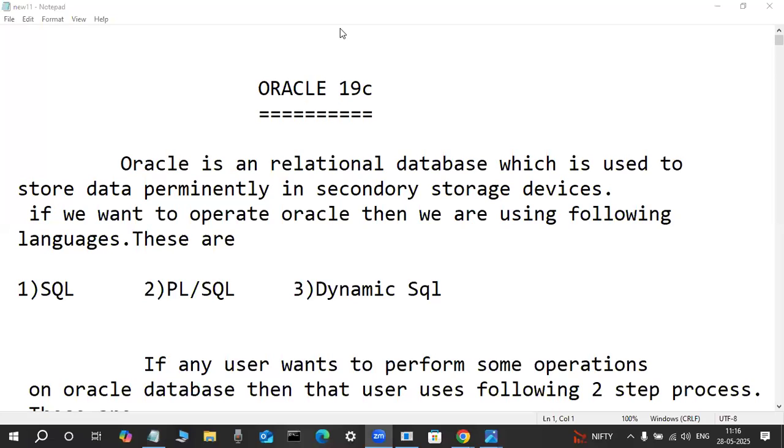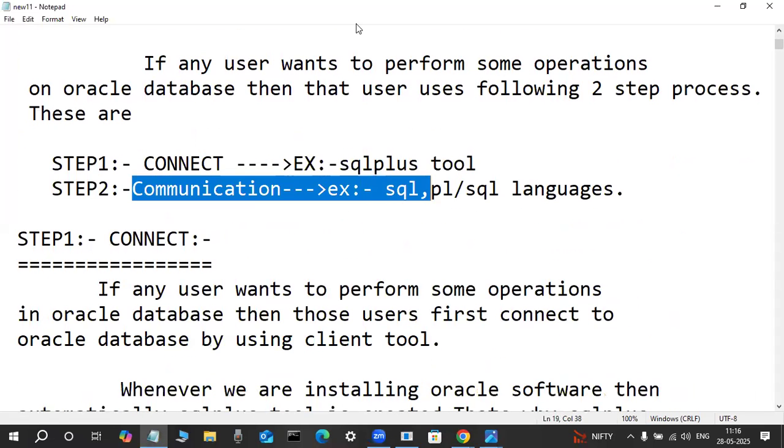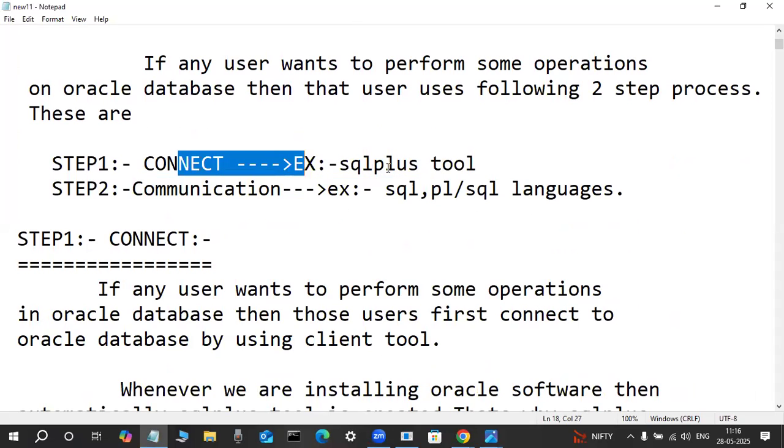Anybody who wants to perform some operations in an Oracle database, I already told you in the previous classes, maybe the demo classes, it is a two-step process. The first step is what? A connect step. Another one is what? Communication. Up to today, we completed only the connect step in the previous class.